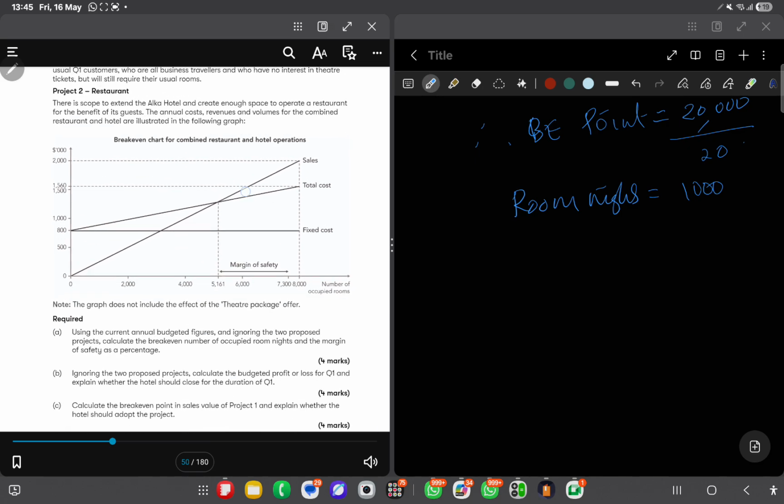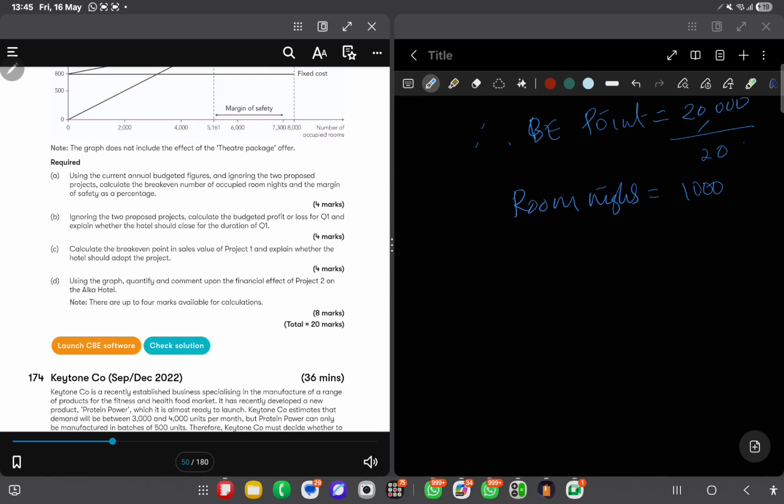Now what is the question they are asking? Calculate the break-even point in sales value. So we need to find out the sales value. The selling price for this special project is 235, therefore you get 235,000. And they are also asking to explain whether the hotel should adopt the project.